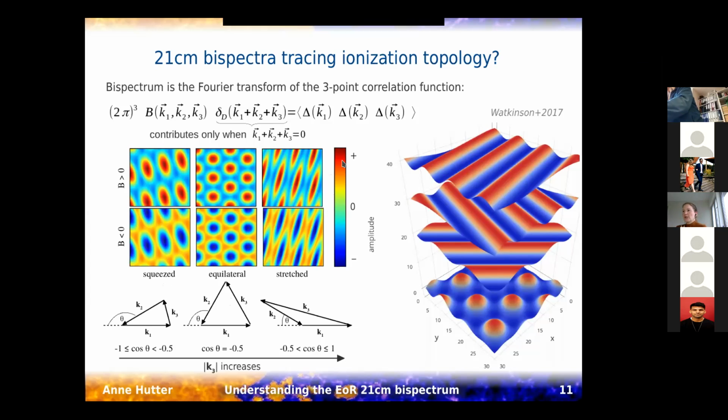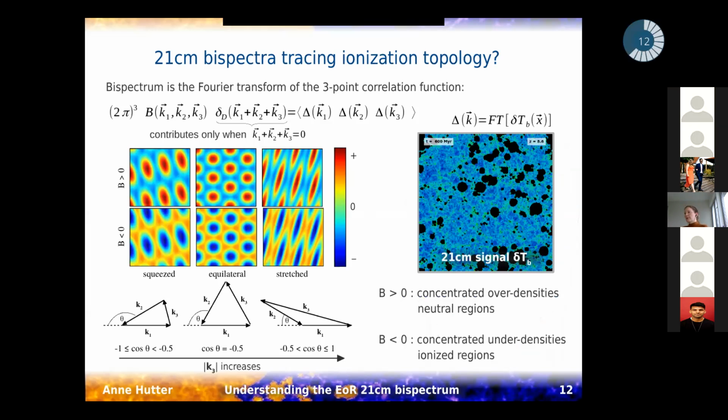Then the other thing you notice is that the bispectrum can be positive or negative. A positive bispectrum means that these concentrations here are above average. So you have above average concentrations, while if the bispectrum is negative, then you have concentrations below average.